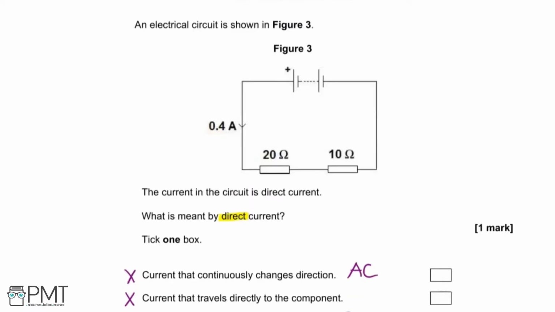In a series circuit, the current is the same everywhere, so if it's 0.4 amps here, it's also going to be 0.4 amps across the battery. The total resistance of two or more components in series is equal to the sum of the resistance of each component. So the total resistance is going to be 20 ohms plus 10 ohms equals 30 ohms.